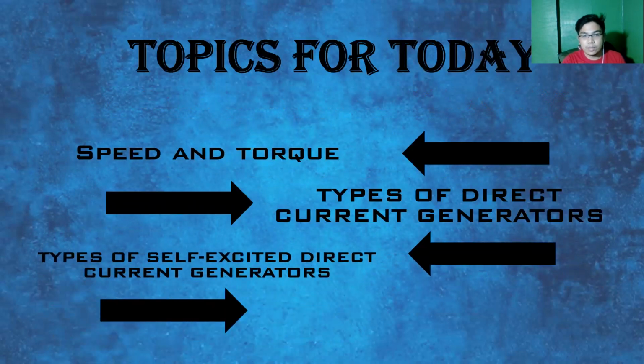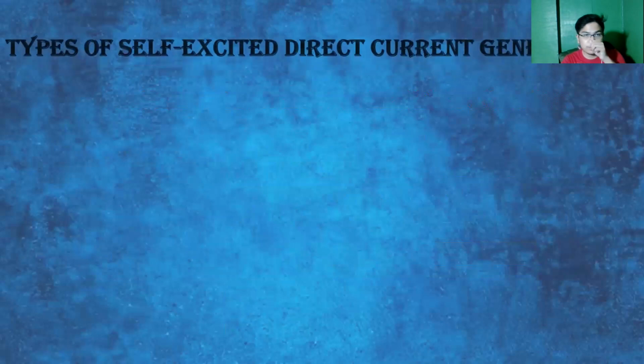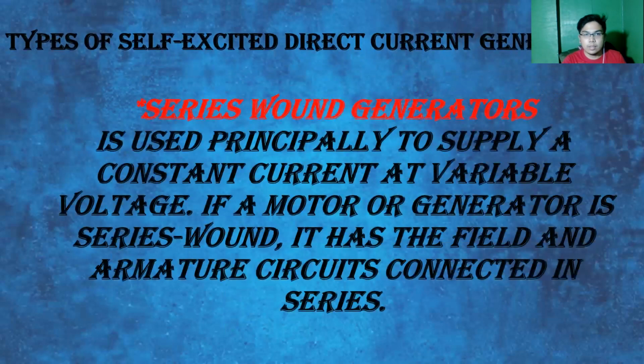Next is types of self-excited direct current generators. First is series wound generators. It's used principally to supply a constant current of variable voltage. If a motor or generator is series wound, it has the field and armature circuits connected in series. So ito daw yung nagsusupply ng constant current at variable voltage.